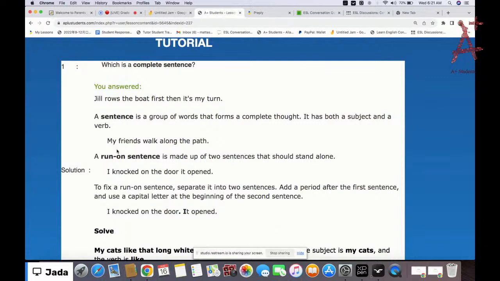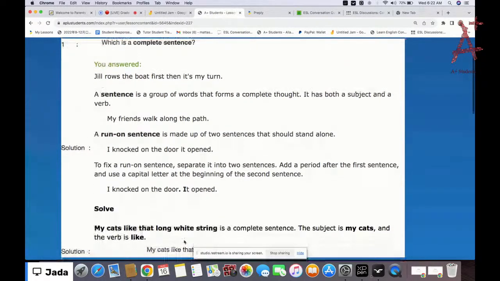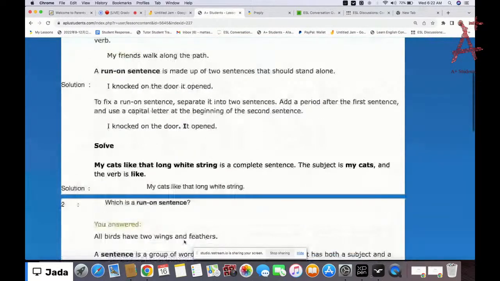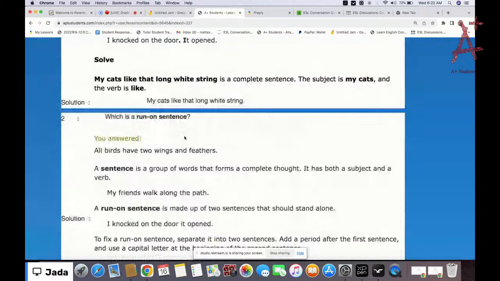All right, so let's see some more examples. Which one is a run-on sentence? All birds have two wings and a feathers. No, this is not a run-on because it's a complete sentence, right? So you see that this is not a run-on sentence. This is a complete sentence.